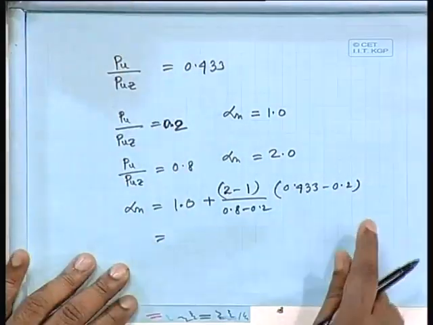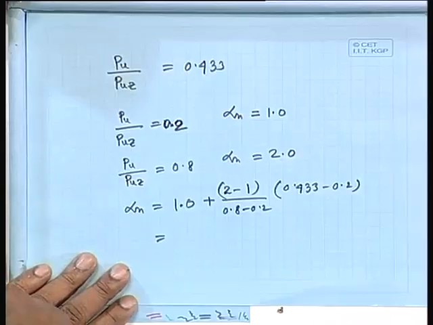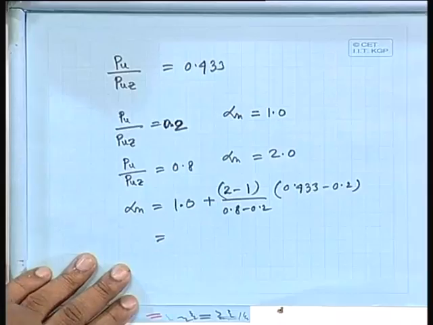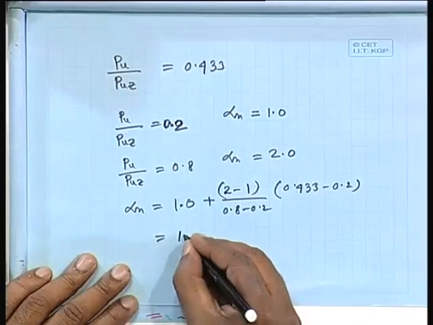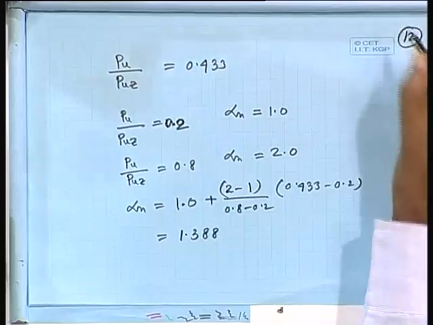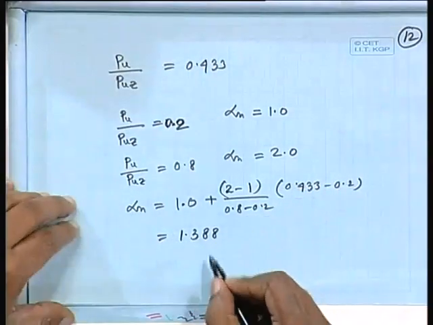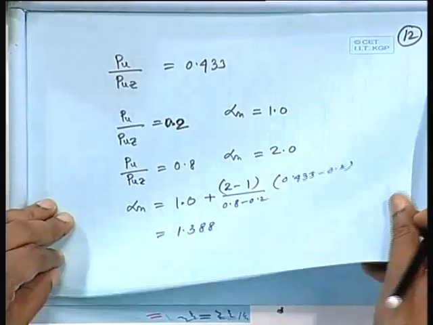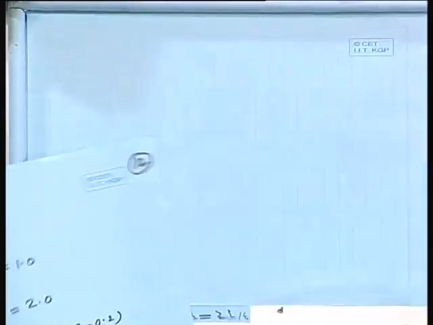So how much is coming? 0.233 divided by 0.6 plus 1. So 1.388. Okay. So we have got that alpha n equal to 1.388. So let us now summarize the thing.